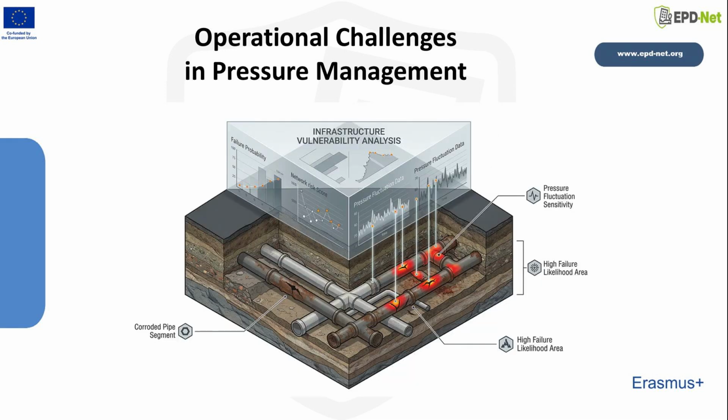Organizational coordination is another important challenge. Effective pressure management requires close collaboration between operational teams, maintenance crews, and planning departments. Aligning short-term operational actions with long-term infrastructure strategies is essential for sustainable pressure management.